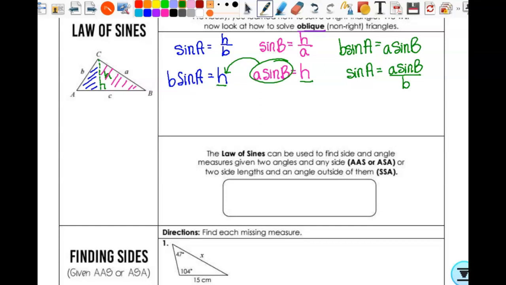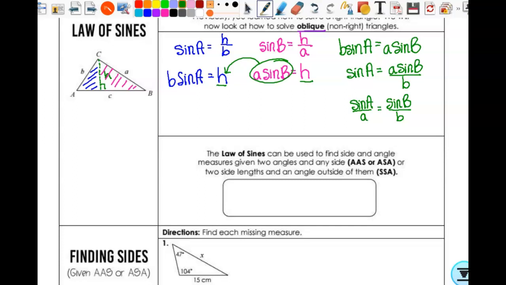Then I'm going to divide both sides by little a. So that gives me the sine of angle A over little a equals the sine of angle B over little b. And that right there is part of the law of sines. And I say part of because we're missing the C part of this.